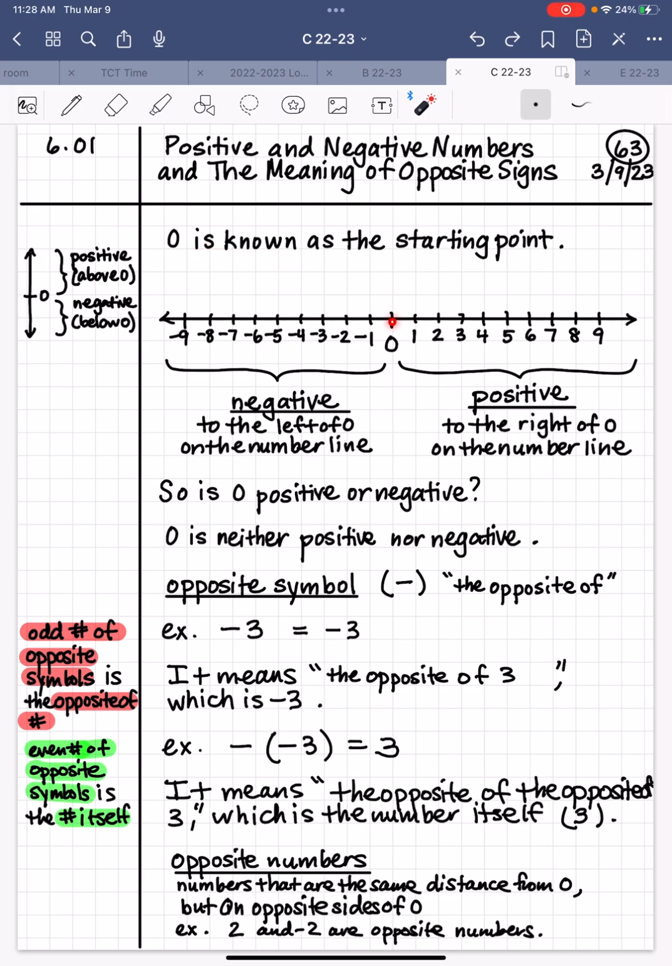On the number line, we put 0 on the number line, and we put all of our whole numbers to the right. So we have 1, 2, 3, 4, 5 throughout all the numbers that we count to. We say that any number to the right of 0 is called positive. So any number to the right of 0 is positive on a horizontal number line. Any number that's above 0 on a vertical number line is what we call positive as well, okay?